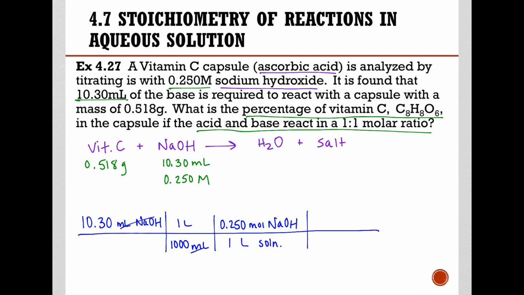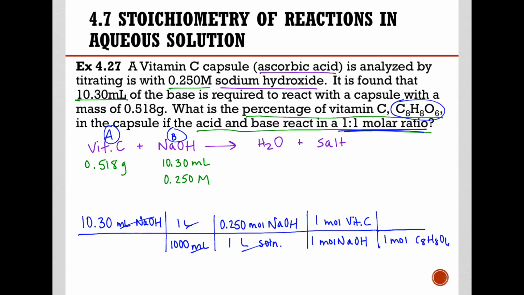Up to now, milliliters cancel, liters cancel. We have moles of NaOH, so now we can use our 1-to-1 mole ratio between our acid, the vitamin C, and the base NaOH. So for every 1 mole of NaOH that reacts, 1 mole of vitamin C reacts as well. And then if we're trying to get grams of vitamin C, our final step will be to say 1 mole of vitamin C, which we can write our actual formula here, C8H8O6, would weigh, if you calculate your molar mass of that thing, that comes out to about 200.16 grams. So if we check, moles of NaOH cancel, moles of vitamin C, leaving us with grams of vitamin C.